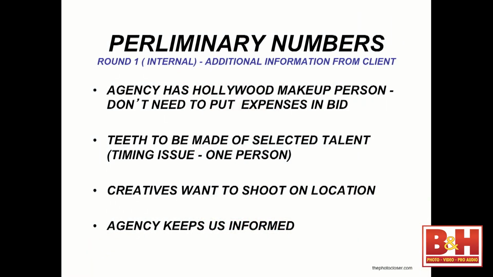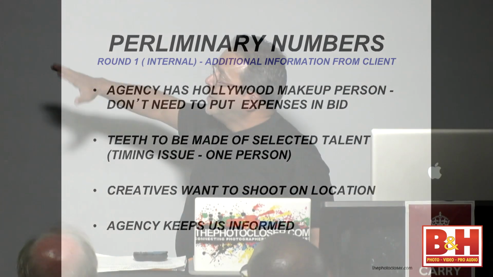So you move on from there and you're doing your preliminary numbers. Now you're still communicating with the art buyer, and you find out that the agency has a makeup person. Great. They want to recommend her, let's use her, and I don't even have to put her expenses of coming to the city on my estimate. And that's great. The teeth will be made for one single person from the casting, right? So we only need a mold of one person.